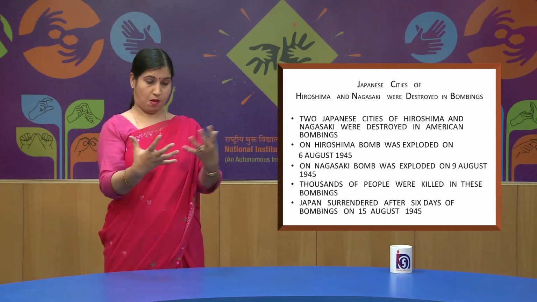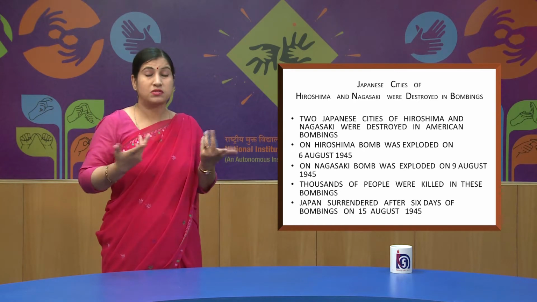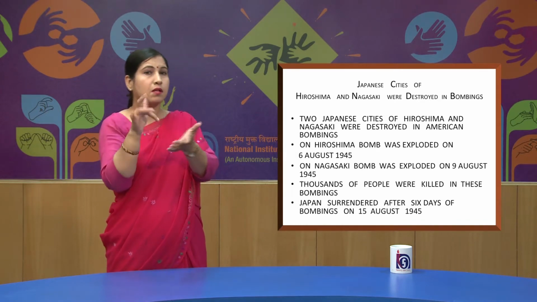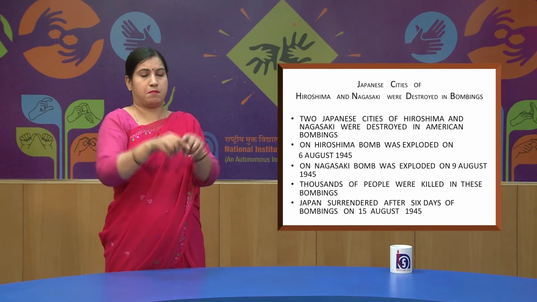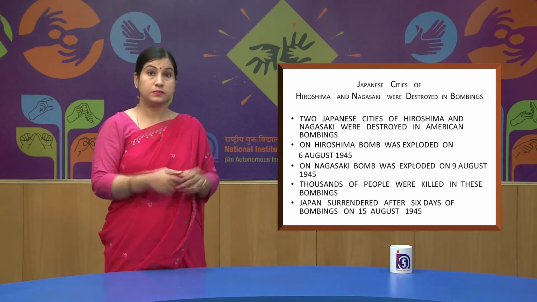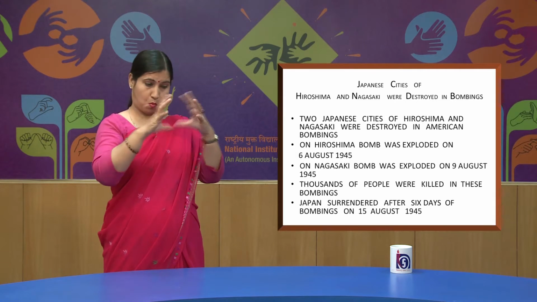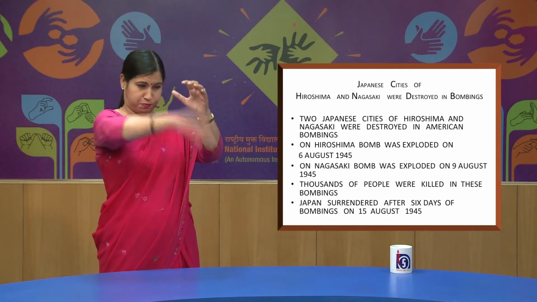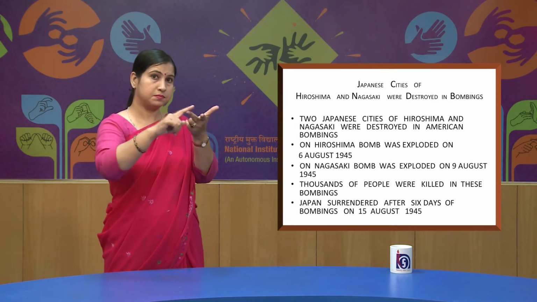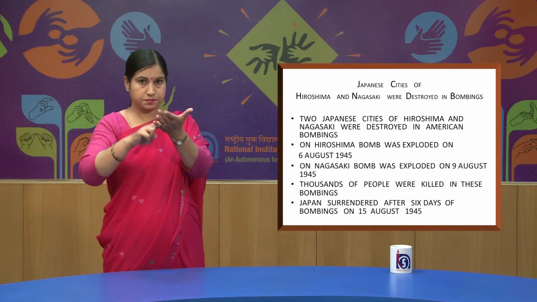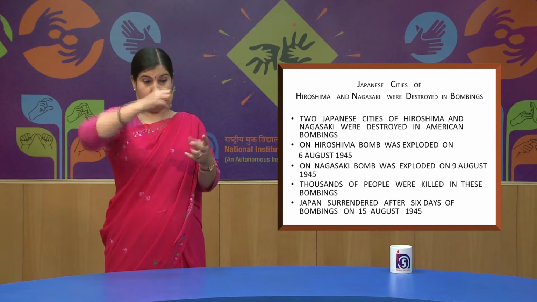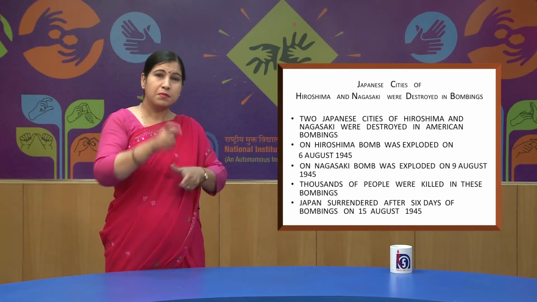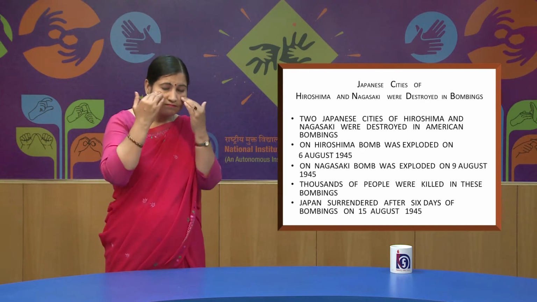The Second World War saw the worst human tragedy in the form of dropping of bombs on Japanese cities of Hiroshima and Nagasaki. During the final stage of Second World War, America dropped two nuclear bombs over Japanese cities of Hiroshima and Nagasaki. In these bombings, more than 1 lakh people were killed, most of whom were civilians, and many more were left crippled, diseased, and blinded.